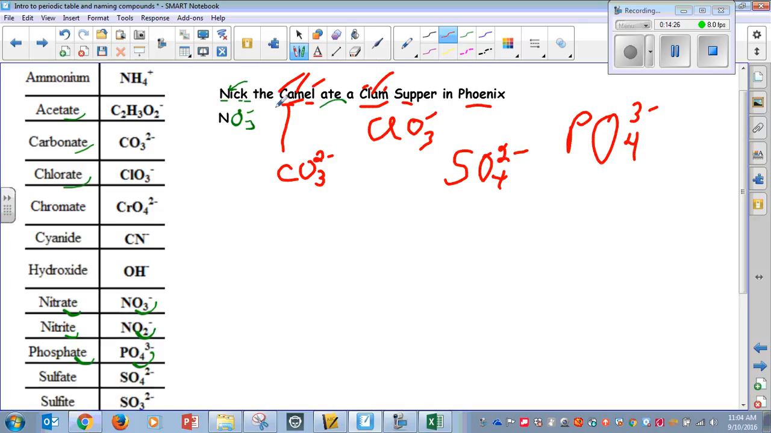So if I want nitrite, I would write NO2-. If I wanted chlorite, I'd write ClO2-. Sulfite would be SO3, 2-, and phosphite would be PO3, 3-. I also made a Quizlet to help you memorize these anions. But that's not the main thing that we're going to do with these. The main thing that we're going to do with these is we're going to write chemical formulas.